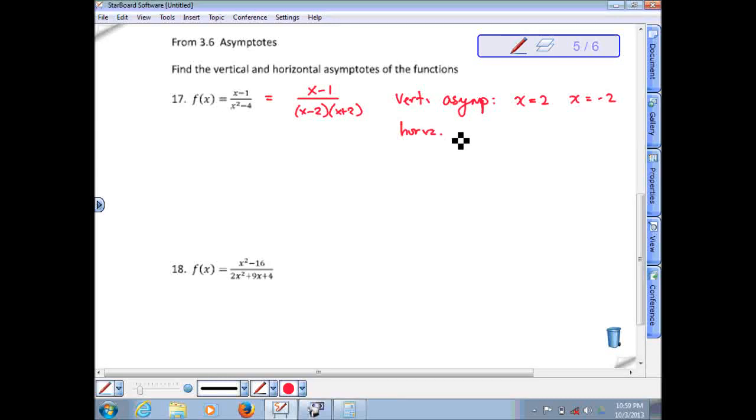The horizontal asymptote: if we compare the degree of the numerator, it's degree 1. The degree of the polynomial in the denominator is degree 2. Now, horizontal asymptotes can happen one of three ways. If the degree in the numerator is smaller than the degree in the denominator, then the horizontal asymptote is the line y equals 0.